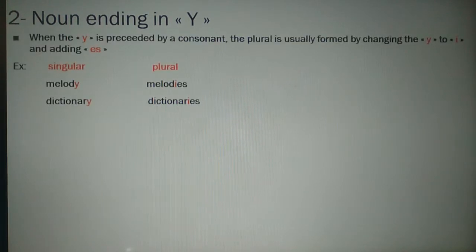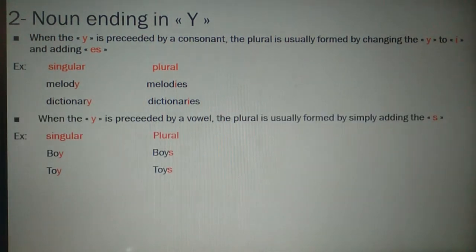Nouns ending in y. When the y is preceded by a consonant, the plural is usually formed by changing y to i and then adding es. For example, we have melody. Before the y, we have a d. D is a consonant. So turn the y to an i and add es.